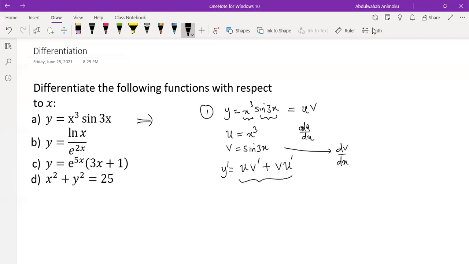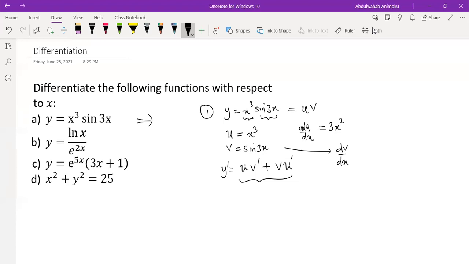Now, du/dx, everyone knows it's very easy. du/dx is just the derivative of a polynomial, which will give us 3x raised to power 3 minus 1, which is 3x squared. If you're not familiar with this or you don't know how I got this, make sure you watch the first video in this playlist, where we discussed this.